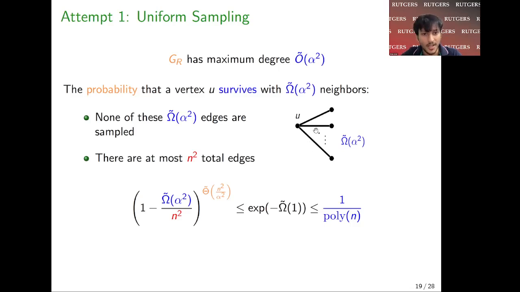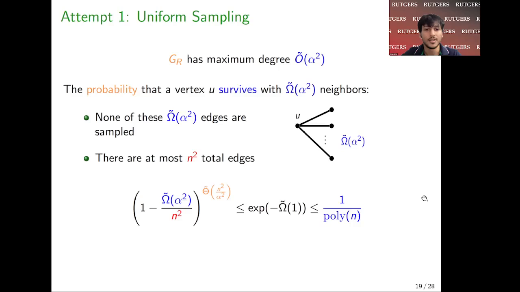Okay, so there are roughly alpha square of these edges, n square edges in total. So the probability that you don't sample anything from here is 1 minus alpha square over n square. But you're repeating this process multiple times, you're doing it roughly n square over alpha square times. And so this is the probability that U survives along with a lot of its neighbors. And this happens with very low probability, which is 1 over poly n, right? So now basically we can say that if U survives, it can't have more than alpha square edges, roughly. And so we get a max degree bound.